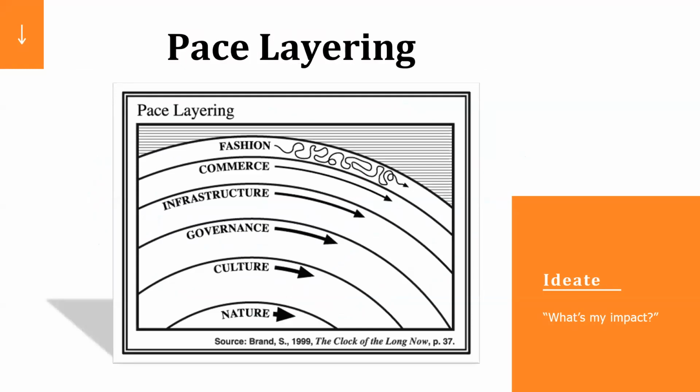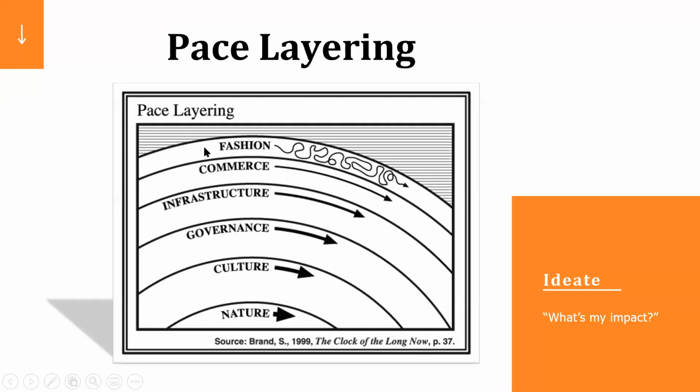And here, the activity that we did was about what is the impact of my business idea to the broad view of society, right? So in this case, we are entering some framework that we call pace layering. So what is actually pace layering? Pace layering is trying to take a look at impact from nature, from culture, governance, infrastructure, commerce, and fashion.